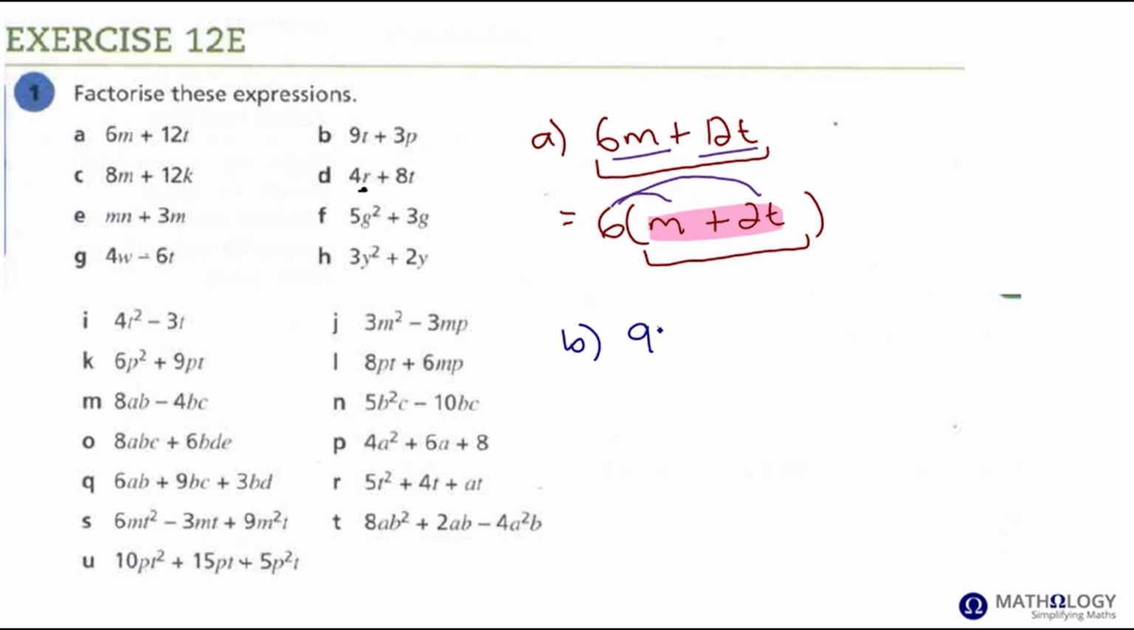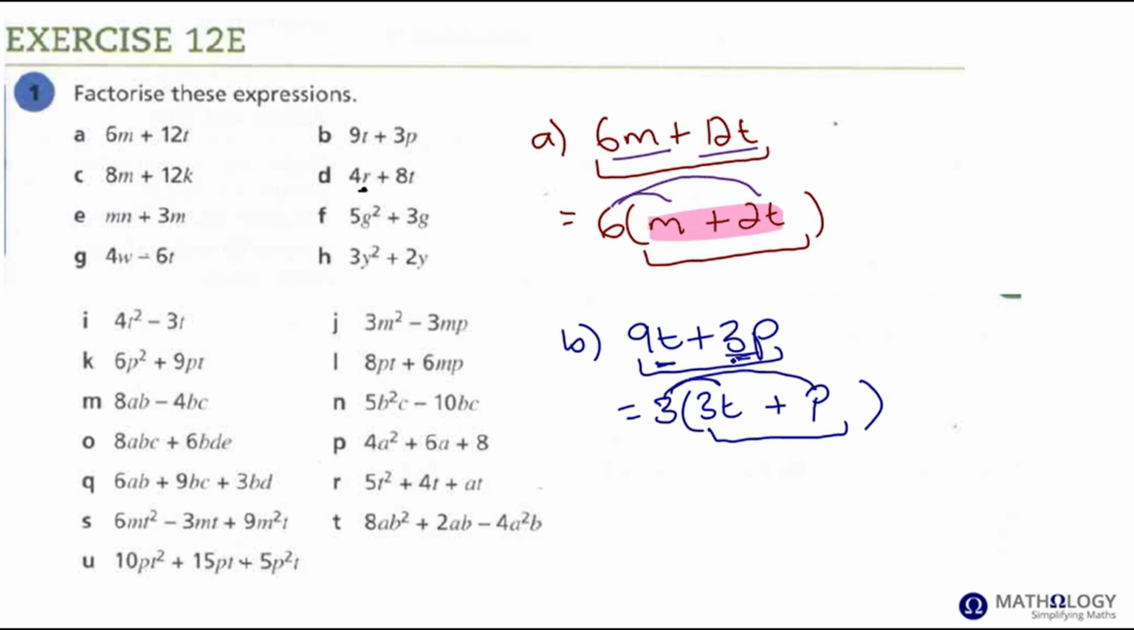B, 9t plus 3p. The highest common factor between, we're just looking at the coefficients now, 9 and 3, is 3. So we divide each term by 3. We take it out as a common factor outside of a set of brackets. Then 9t divided by 3 gives us 3t. So the remainder of that division is the first term of the brackets. And 3p divided by 3 just gives us p. Again, we have two terms inside the brackets. We started off with two terms. We multiply 3 times 3t, we get 9t. And we multiply 3 by p, we get plus 3p.